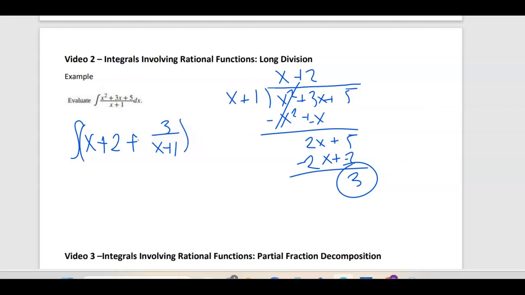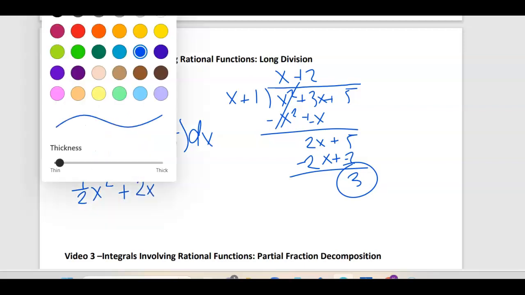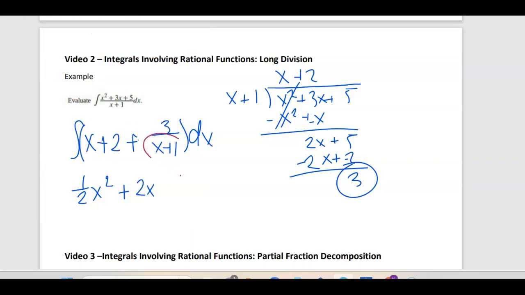If I do long division, taking x plus 1 and dividing it into the top, these are the exact same functions inside that integrand. This is now something that I can take the integral of. So I get 1/2 x squared plus 2x. You can think of this here as like a u sub question.